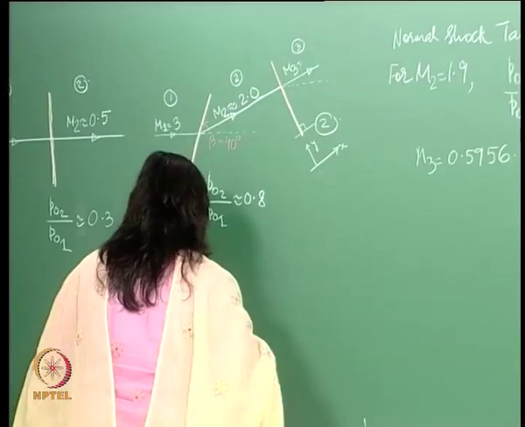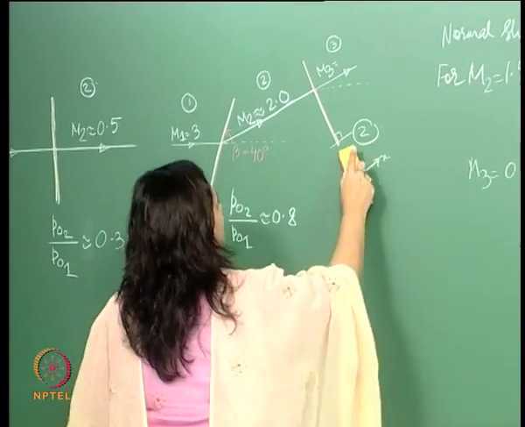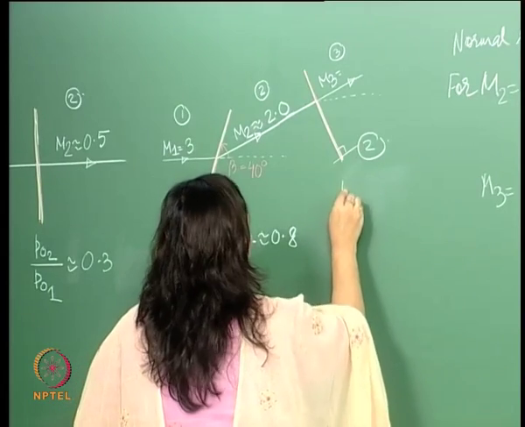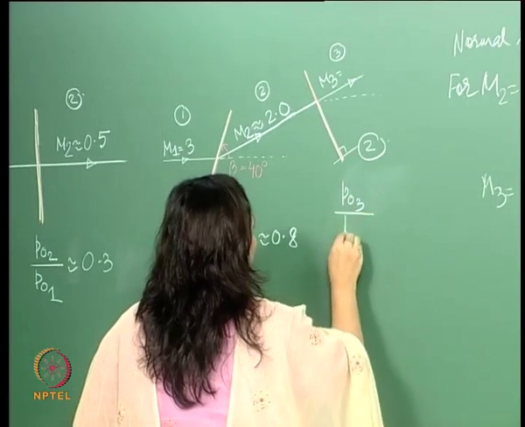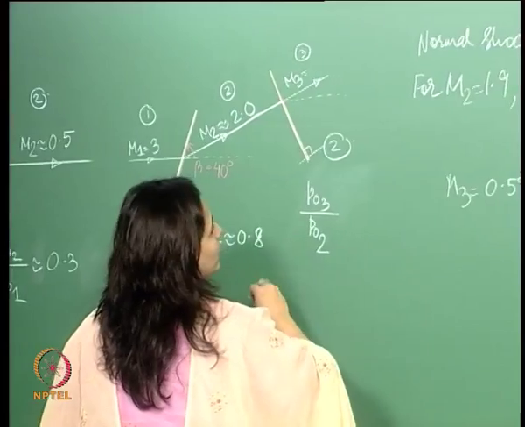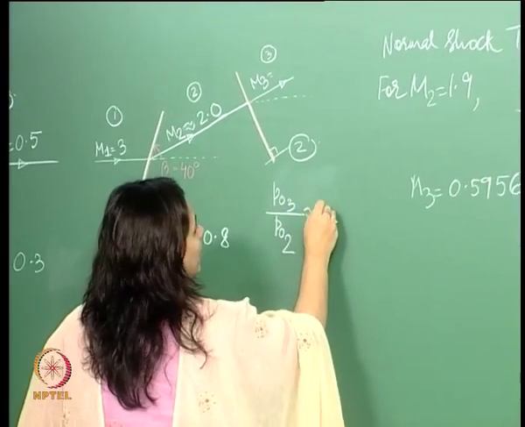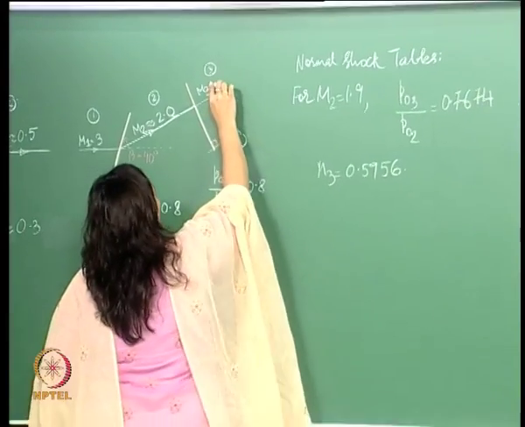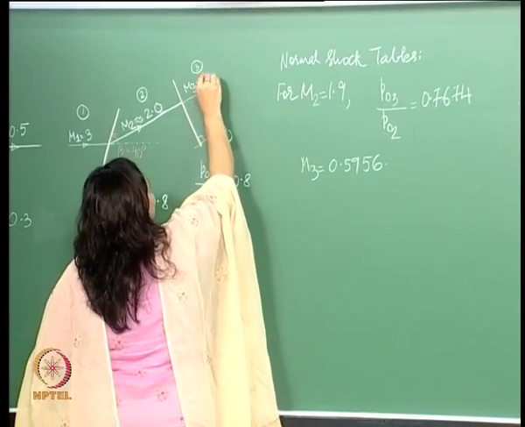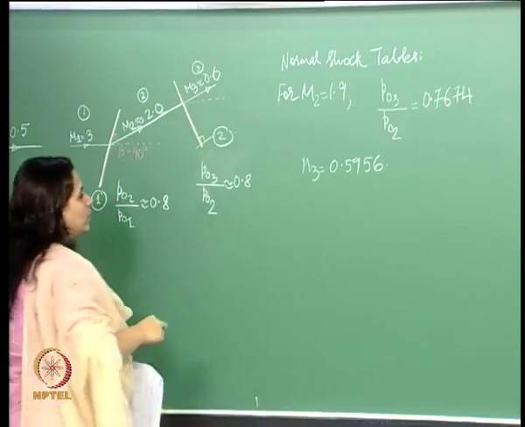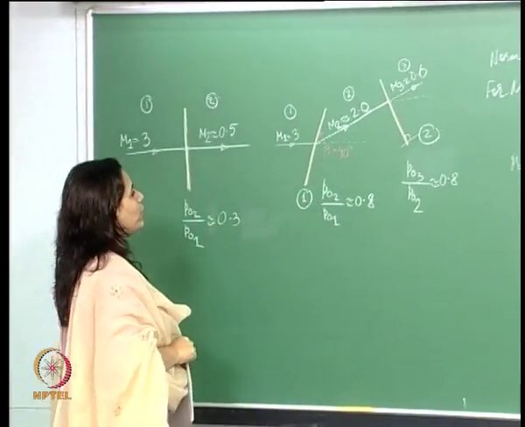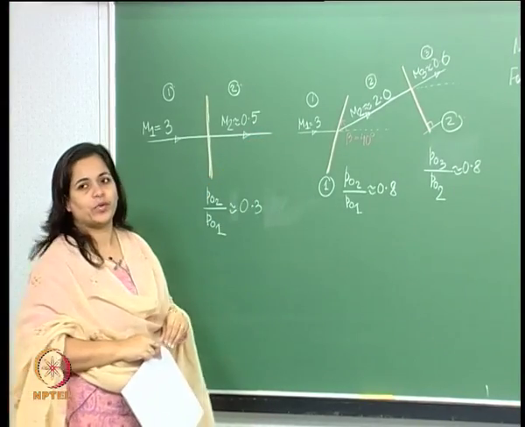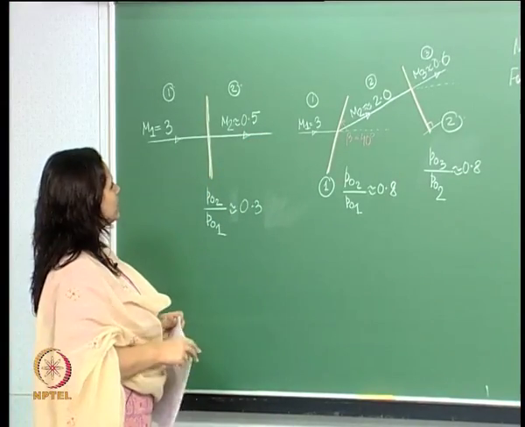Let's not congest this. What we have found is that P03 by P02 is around 0.8, and M3 is around 0.6. Here we got around 0.5, and here we got around 0.6, so we are at nearly the same speed.